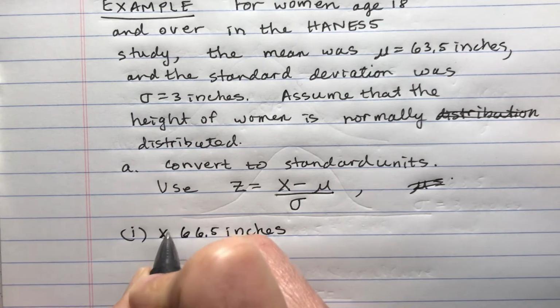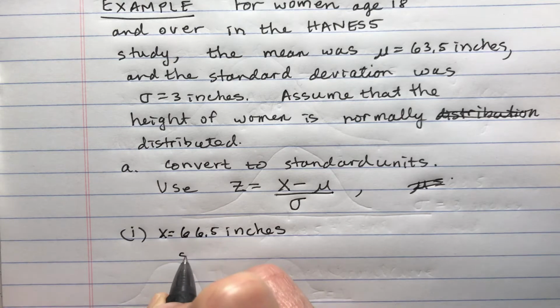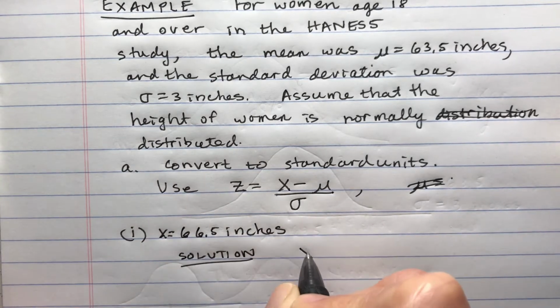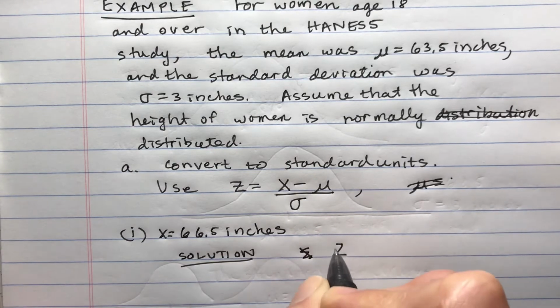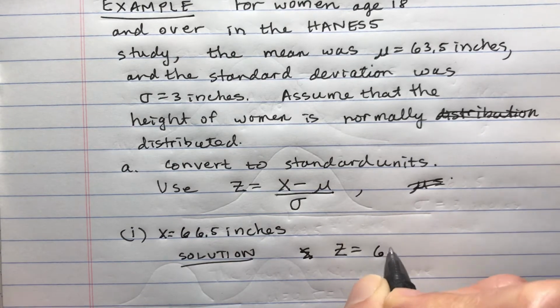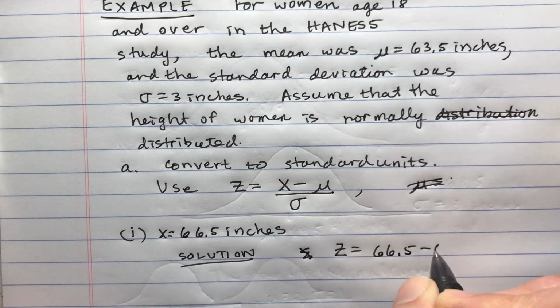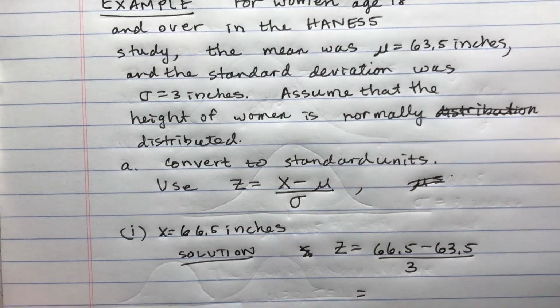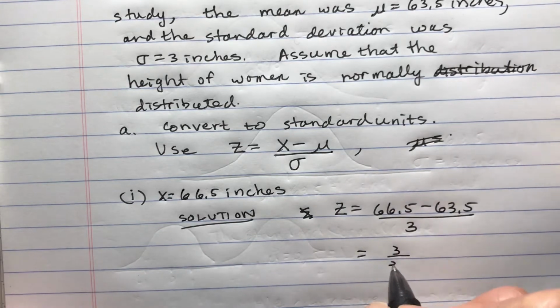Let's just say X equals this. So our solution is we're just going to put this in the formula and write that Z equals 66.5 minus 63.5 and divide by 3. And this gives us 3 divided by 3, which is 1.